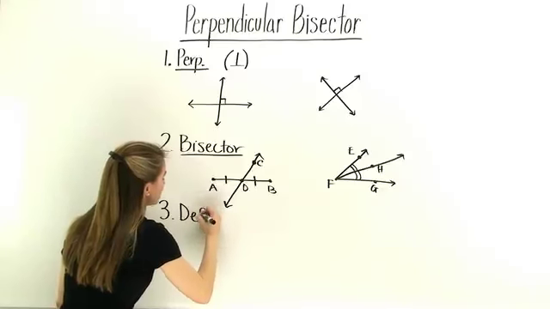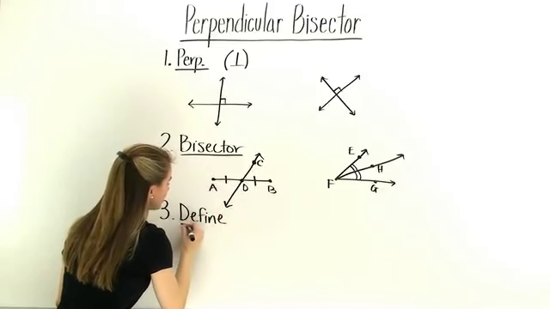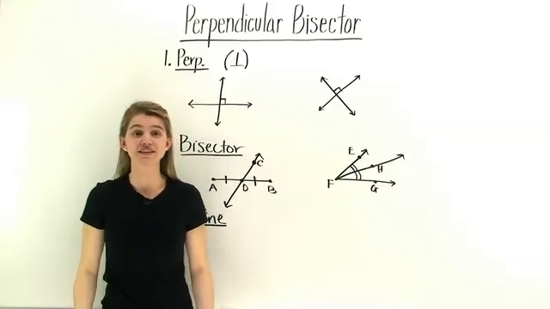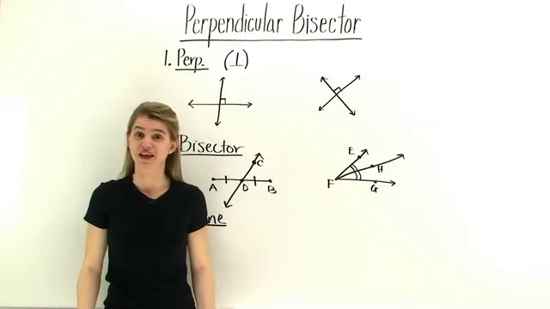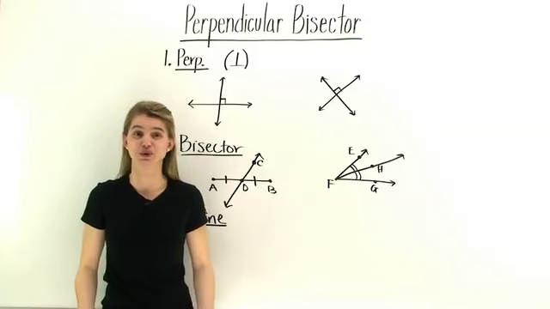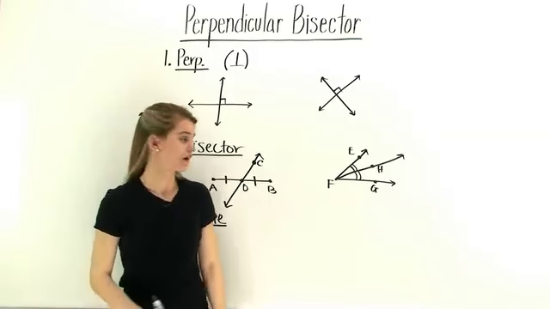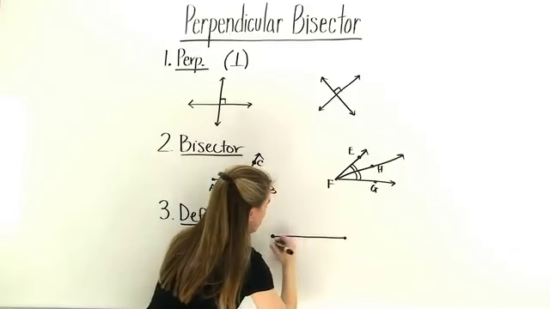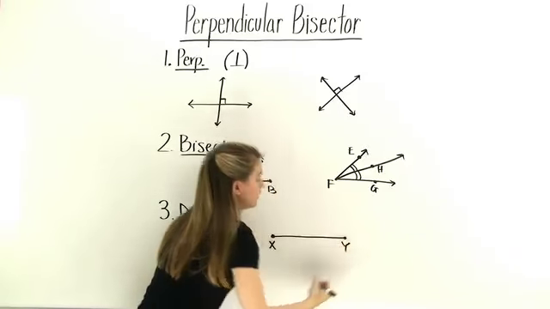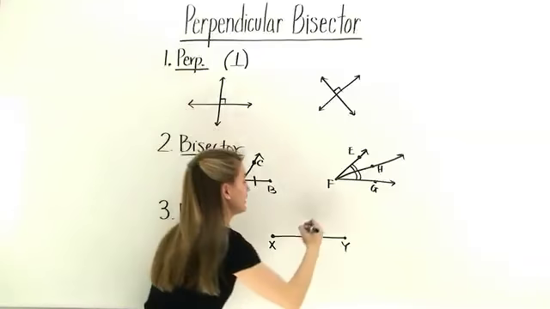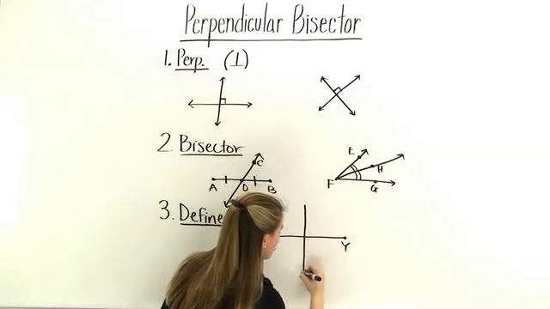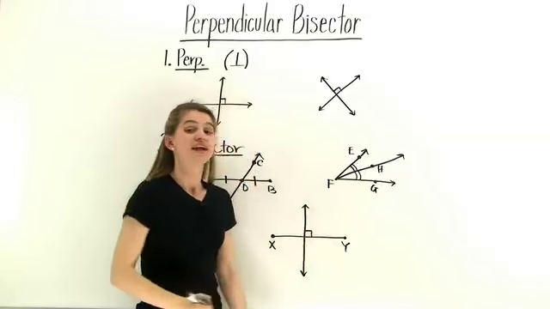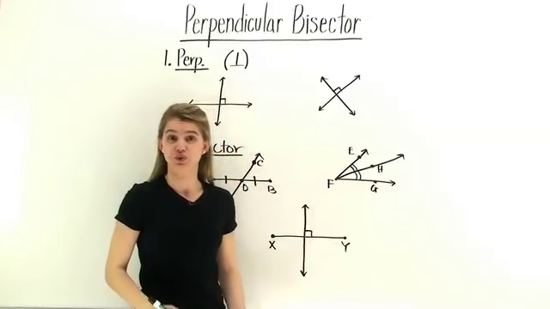together to give a definition for a perpendicular bisector. The perpendicular bisector of a line segment is perpendicular to the segment and cuts the segment into two congruent pieces. Let's take a look. Say we have a line segment XY. We can say we have a perpendicular bisector if we have a line that is perpendicular to the segment, so it forms a right angle, and divides the segment into two congruent segments.